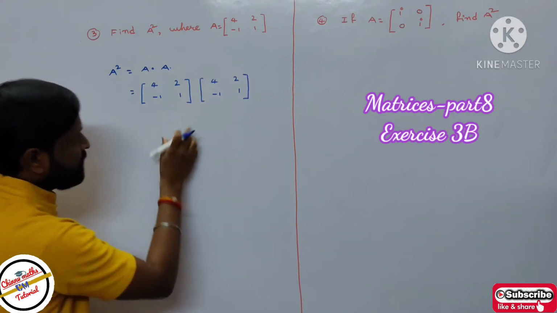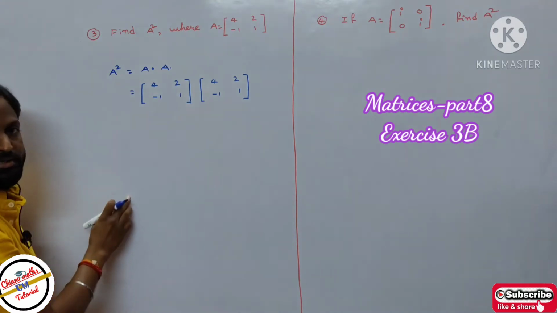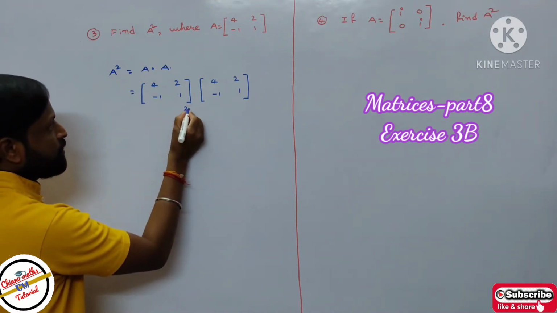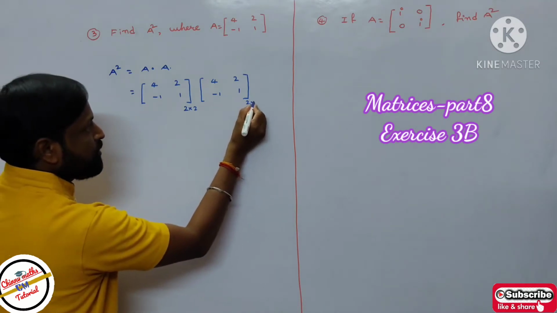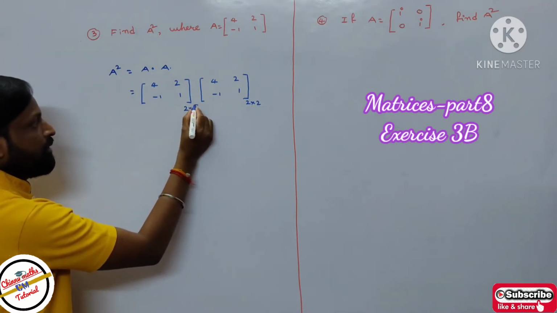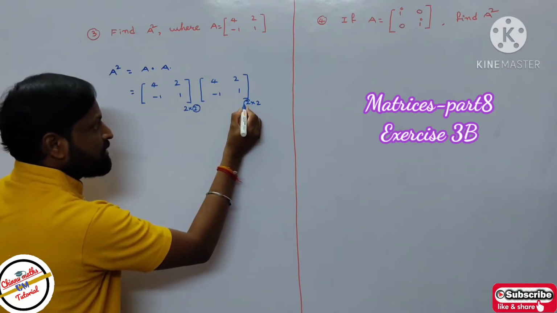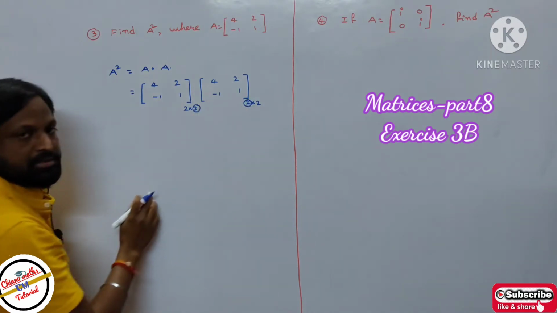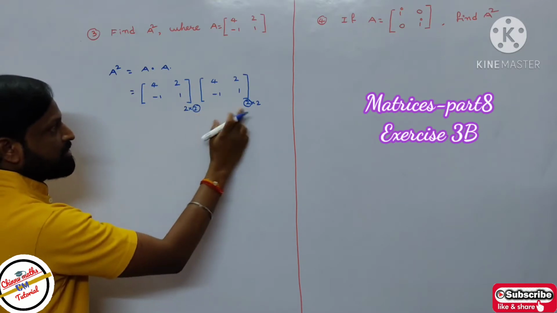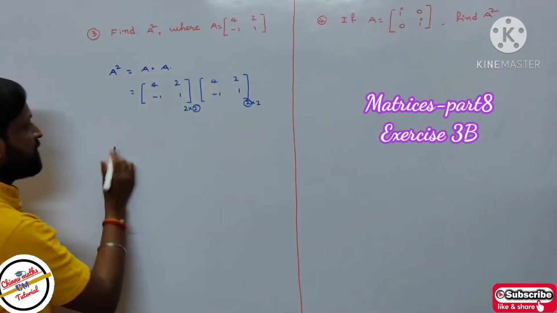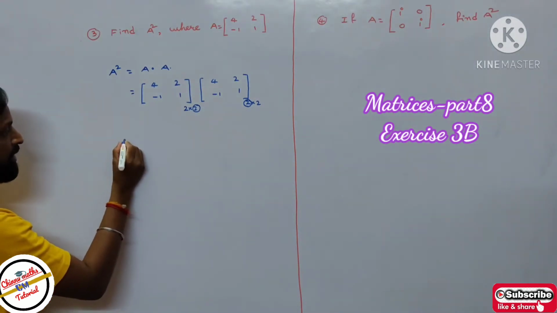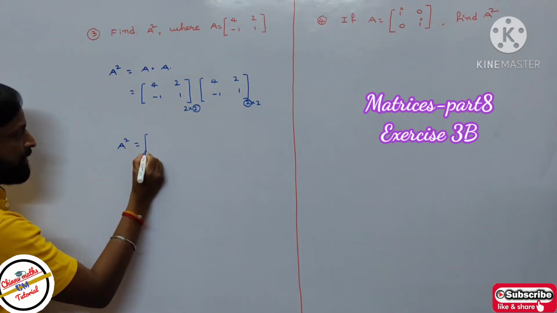First we have to verify whether the product condition is satisfied or not. It is a 2 by 2 matrix, and it is also a 2 by 2 matrix. See here, the number of columns in the matrix A is equal to the number of rows in the other matrix. So the condition is satisfied. When the condition is satisfied, the product is defined. So then you can write A square equal to the product.